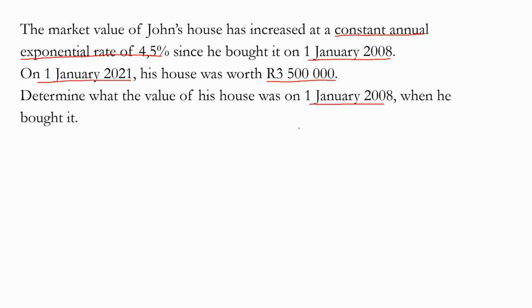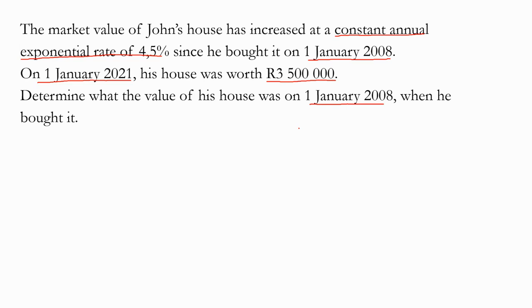Okay, we want to try and understand the information that we're given here. So, constant annual exponential rate means here we're talking about exponential growth. And exponential growth means we're talking about compounded growth. Remember, when you talk about compound interest and simple interest, when the money or the loan that you take or the investment that you make grows exponentially, it means that the interest is compounded. But if it is simple interest, the growth is linear.